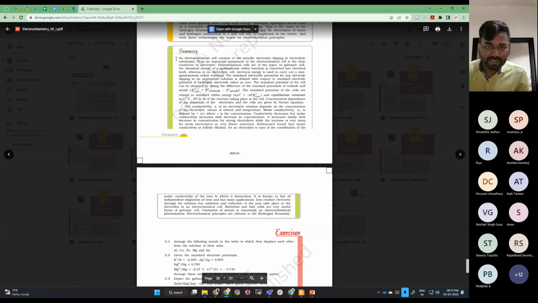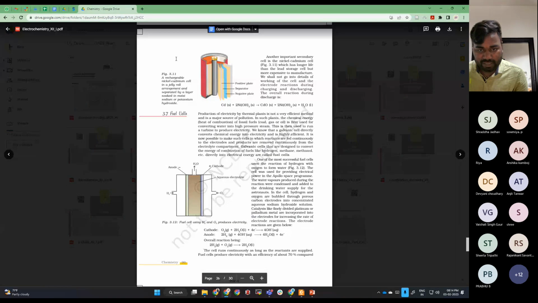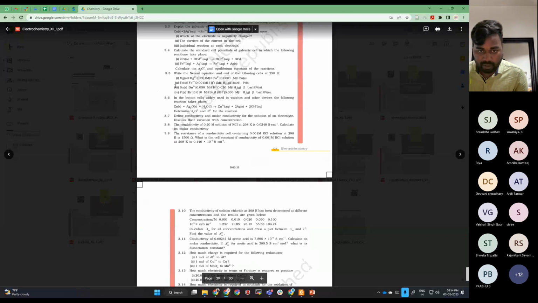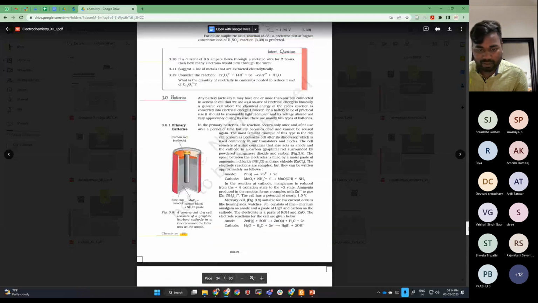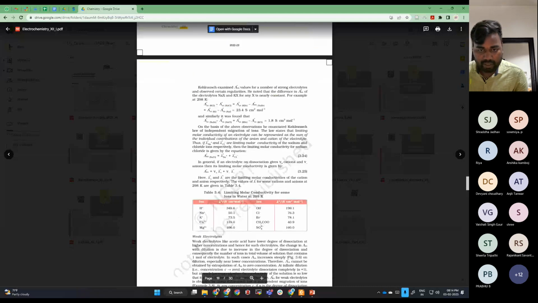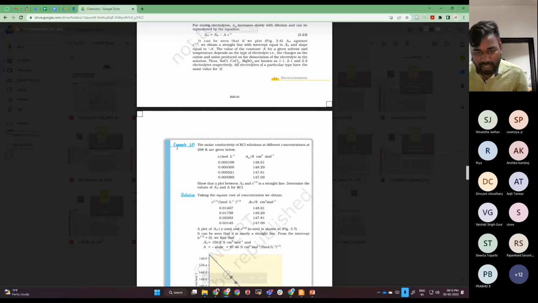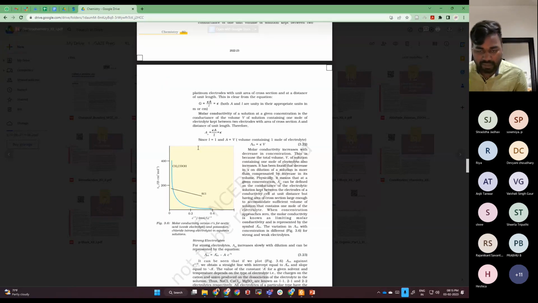Many times the question comes directly from the summary also. You must focus on the summary and the boxed material. Wherever you find a box, it is a must to read. In all chapters the important things are highlighted in a box, and you can refer to the example questions present in the NCERT book. If you solve those questions, it will be very easy.